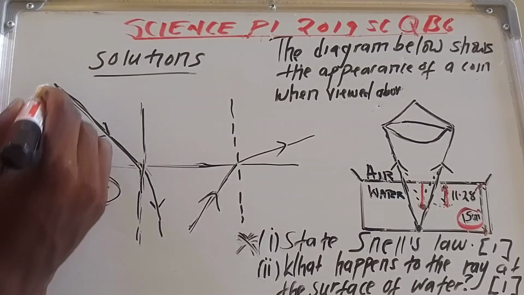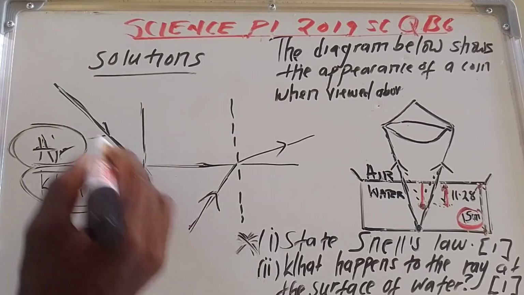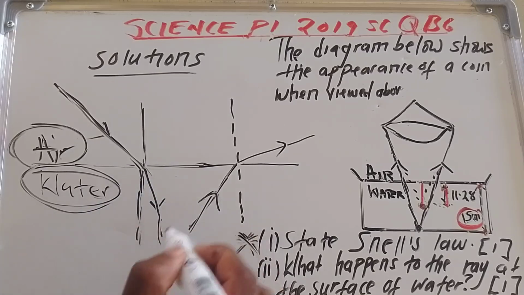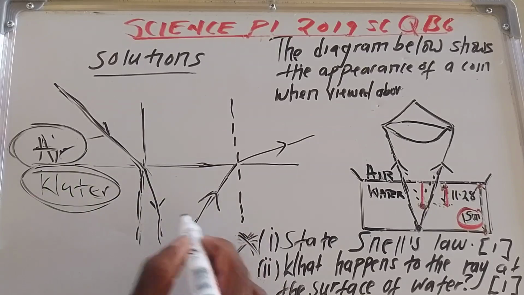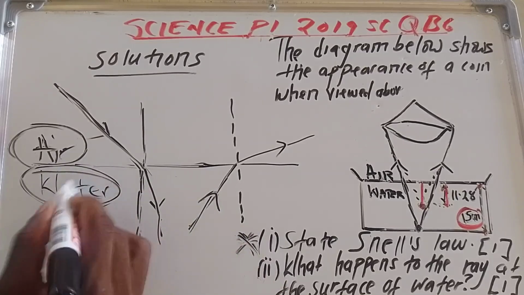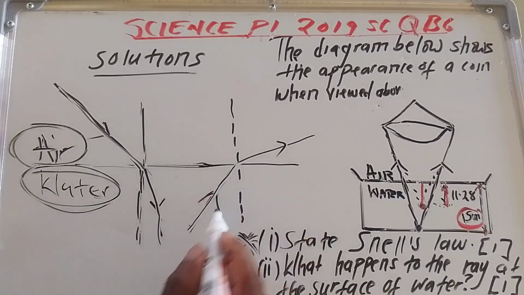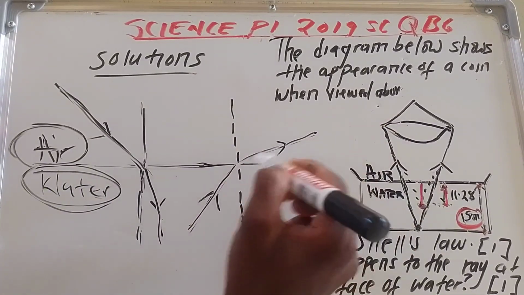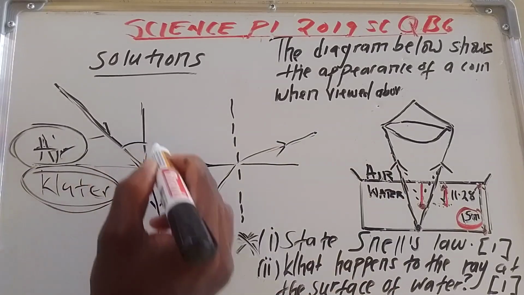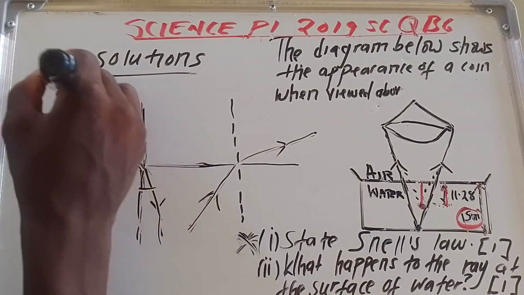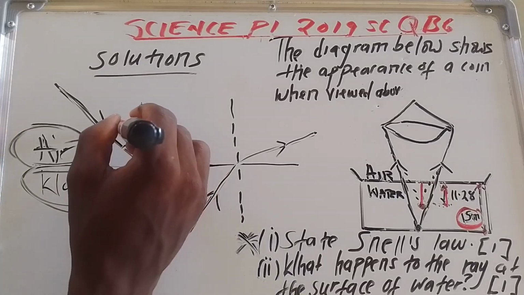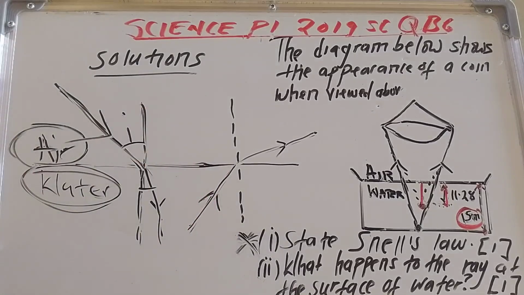I hope you are getting it. So whenever a light ray is passing from a less dense medium to a denser medium, this ray is always going to bend towards the normal. And whenever a light ray is passing from a denser medium such as water to a less dense medium, this ray of light is going to bend away from the normal, and two angles are going to be formed. So in this case, where this ray is coming from this side, from the air, this angle which is here is what we call the angle of incidence.